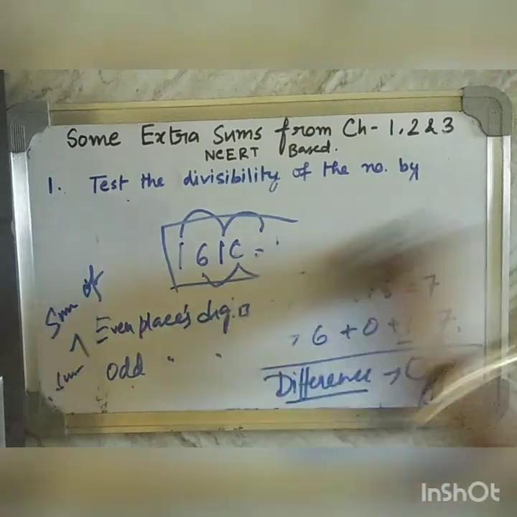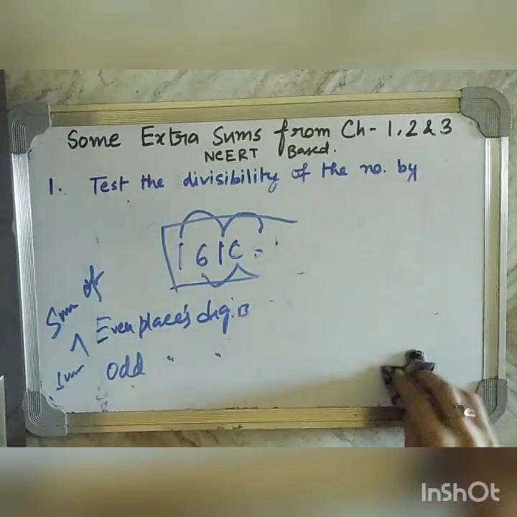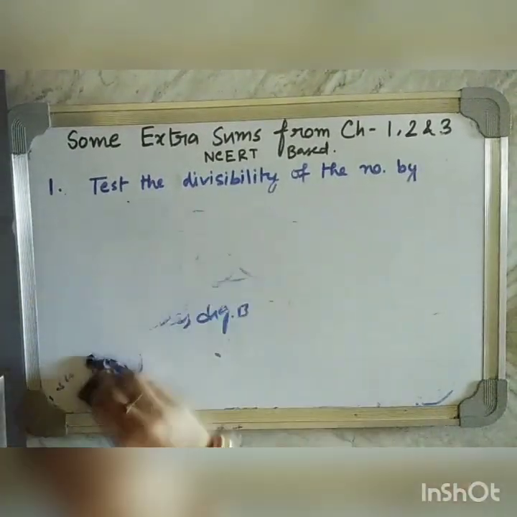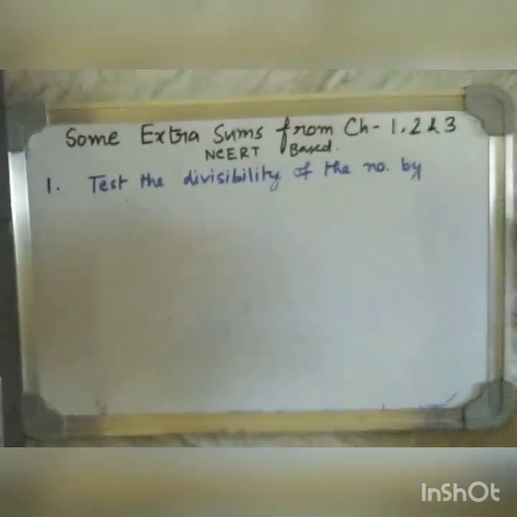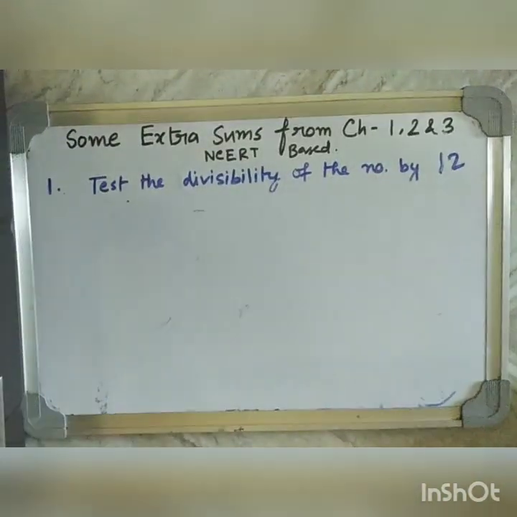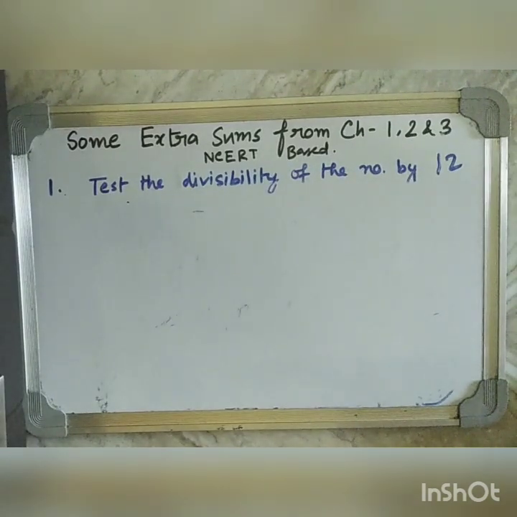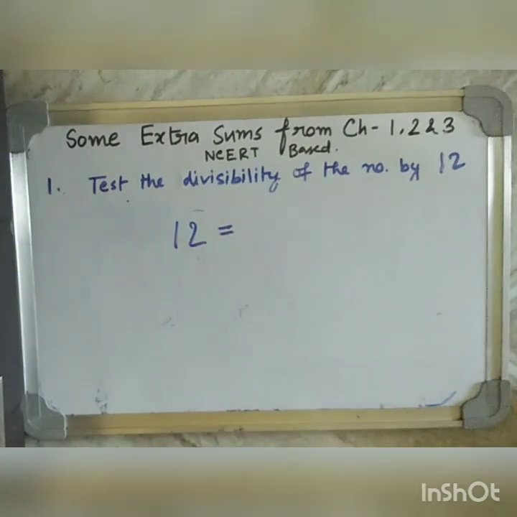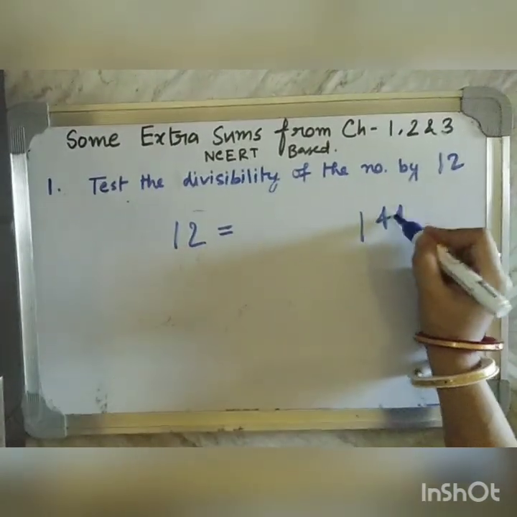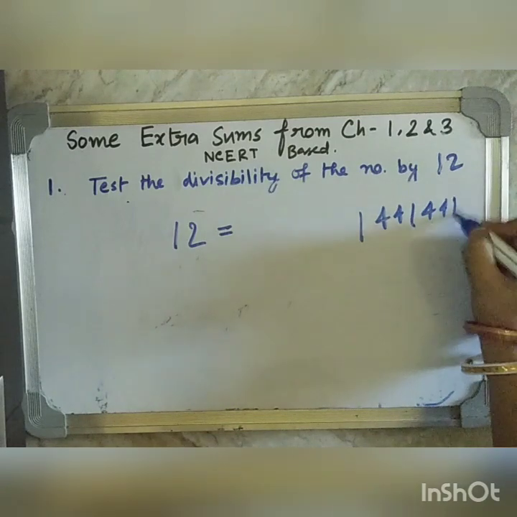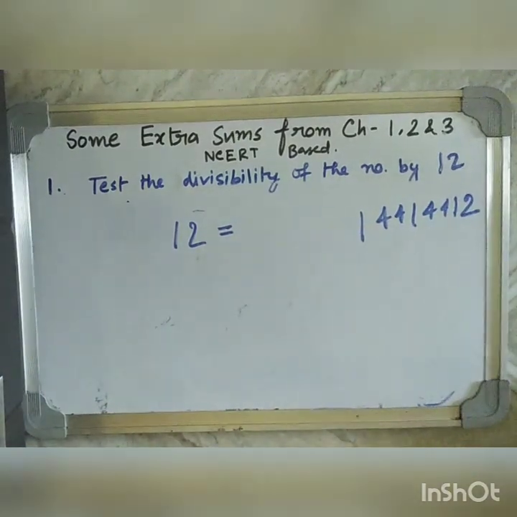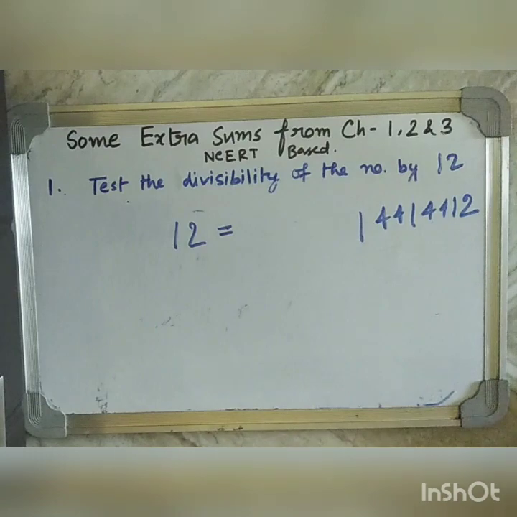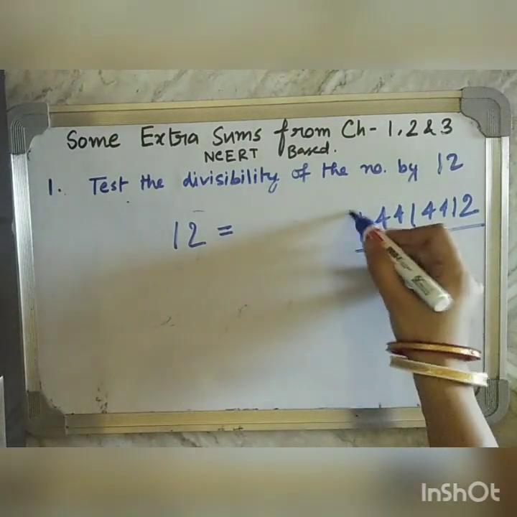Now we will check the divisibility by 12. I have told you that we can understand so many divisibility rules by using the product of two co-prime numbers. So how do we have to do? First, just write the number. Suppose this number is given. Now we have to find whether this big number is divisible by 12 or not.